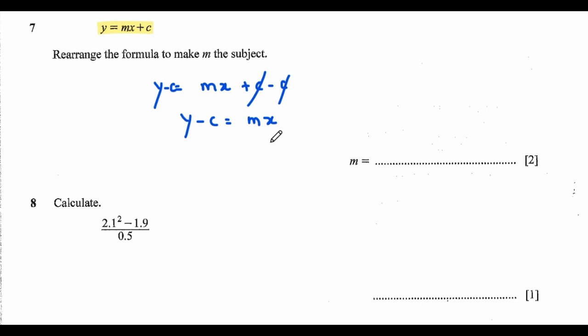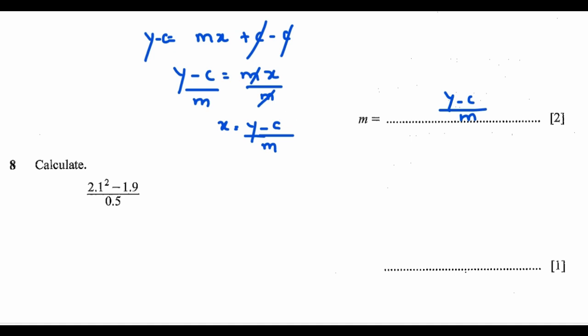Now I have to get rid of this X because M is our subject. So I'll divide both sides by X. X and X got cancelled out. So M is equals to Y minus C over X. Writing in the space provided, M is equals to Y minus C over X.